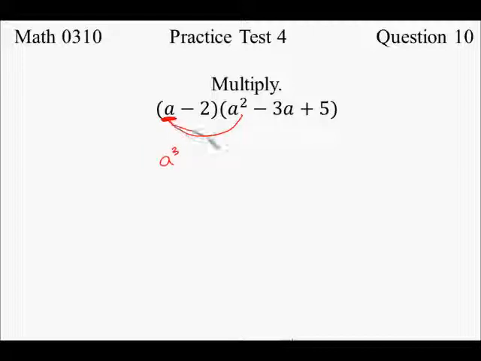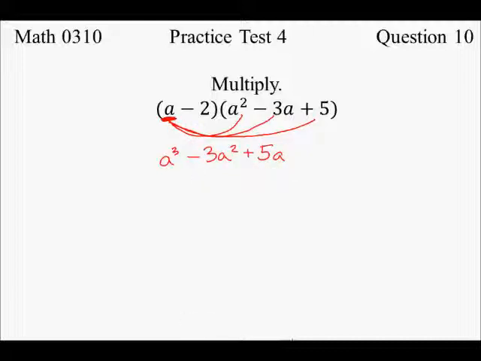And now distributing a times the second term over there, a times a negative 3a. So this is really like 1a here. 1 times negative 3, so we'd still just have a negative 3 there. And a times a is a squared. And now here, the last one, a times the positive 5. A times 5 is just going to give us plus 5a. And so that's distributing our a.